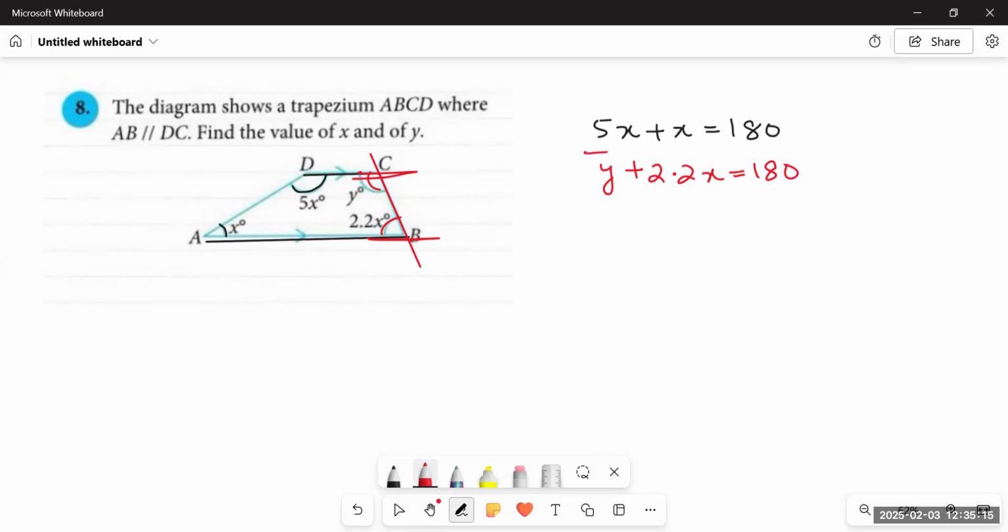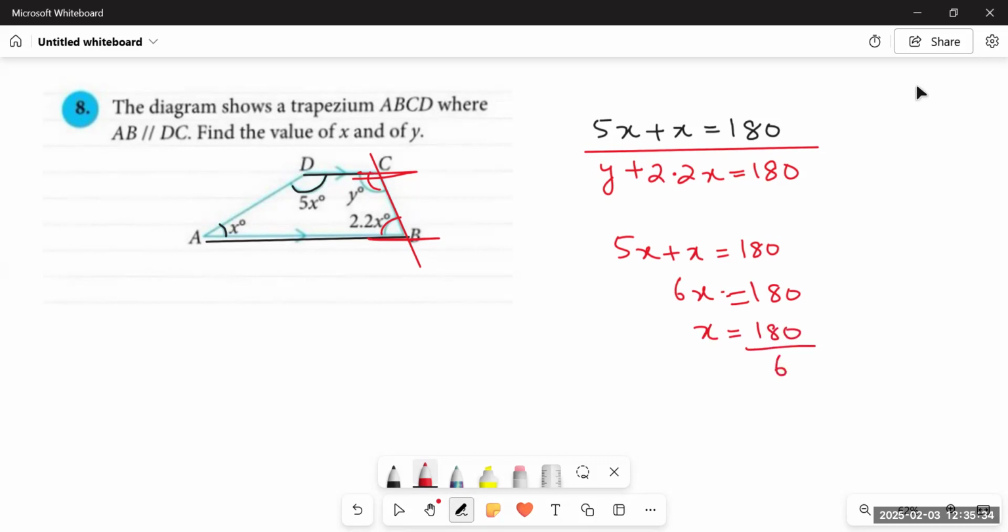How? If we solve this equation, we'll come to know the value of x. Look, 5x plus x, both are like terms. We can add them up. If we add them, we get 6x is equal to 180. In the next step, we divide 180 by 6. 6 ones are 6, 6 threes are 18, and the 0. So x is equal to 30. Here you go, we have found the value of x.